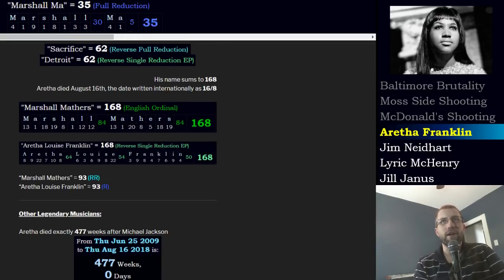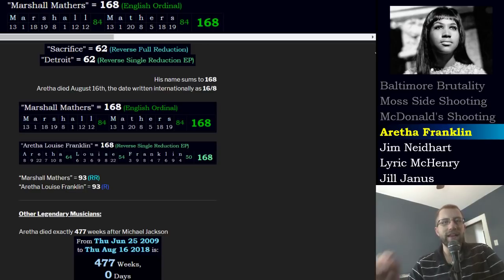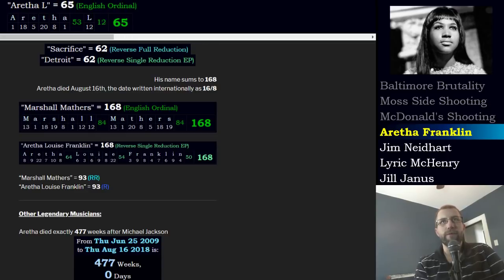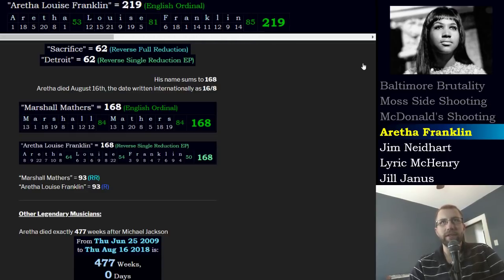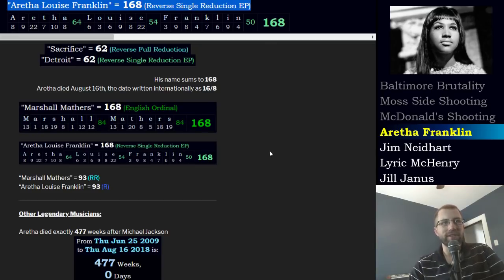Also, check this out. Marshall Mathers sums to 168. The date Aretha died, August 16th, written 16/8. And if you look at her full name, Aretha Louise Franklin, you'll see she also has this 168 with all reduction exceptions.